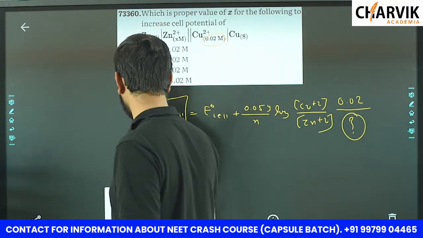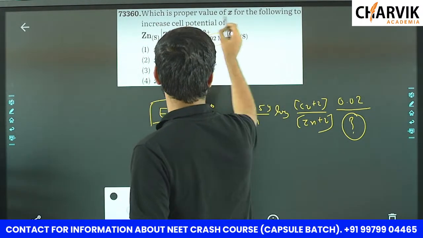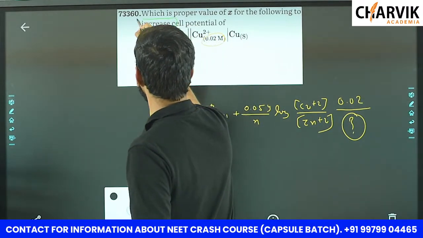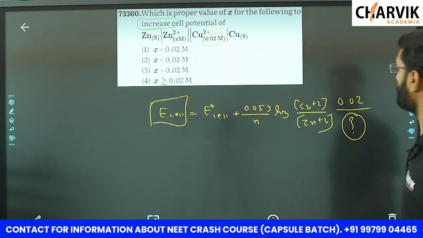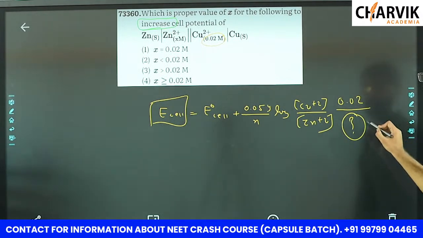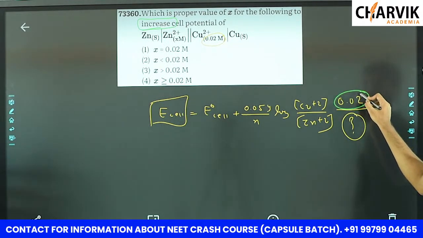According to the question, we want to increase the cell potential. Then what should I do? Here we have 0.02, and we must put a value less than 0.02. So our correct option is set. Done? Okay.